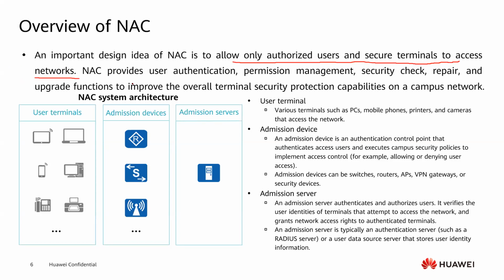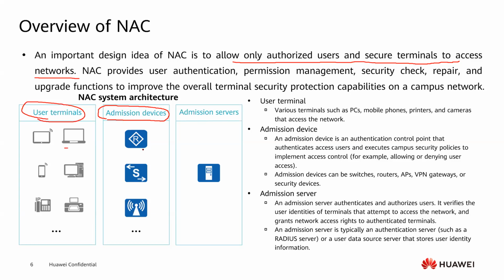For the basic architecture of NAC, it is separated into three parts. The first is the terminals. The terminals are the clients or users who use any system to access our networks, such as pads, laptops, PCs, mobile phones, IP phones, printers, cameras, and others. Another very important device is the admission device. The admission device is an authentication control point. We also call it the authentication point.